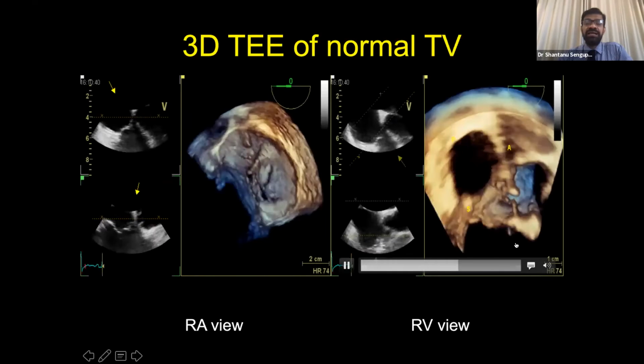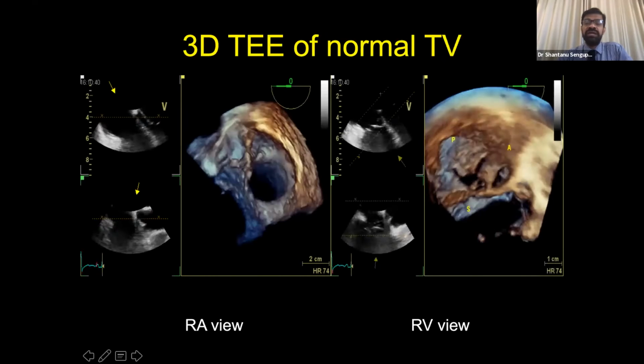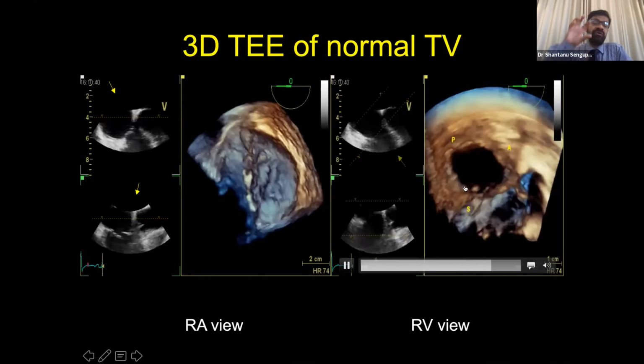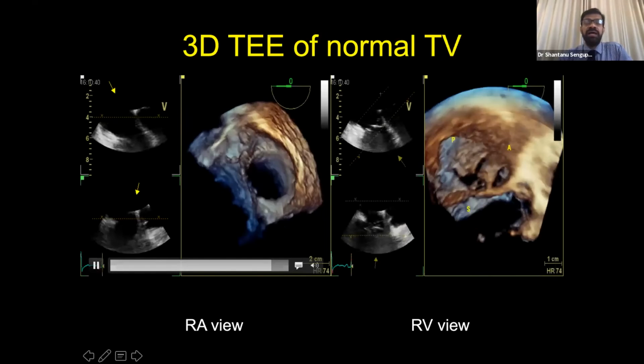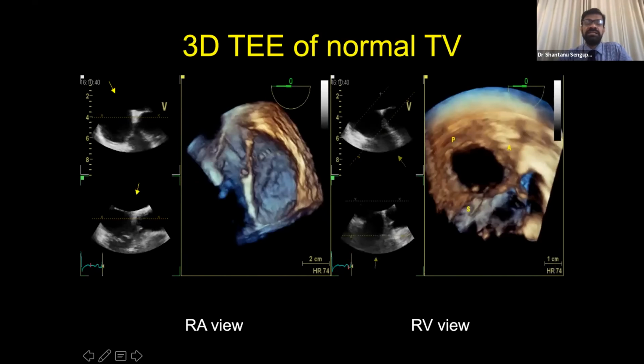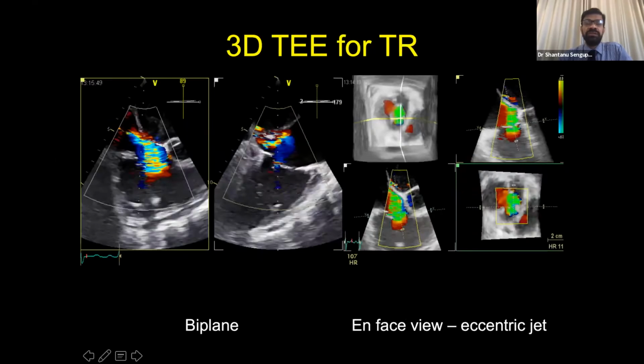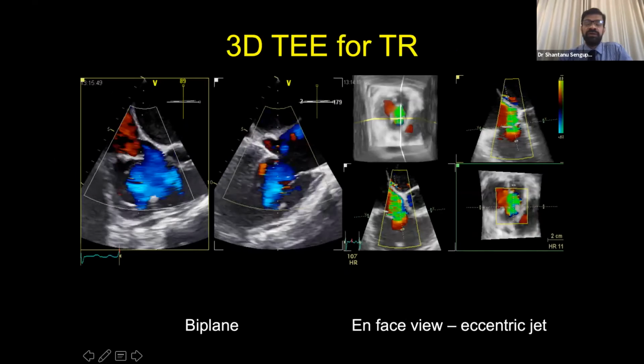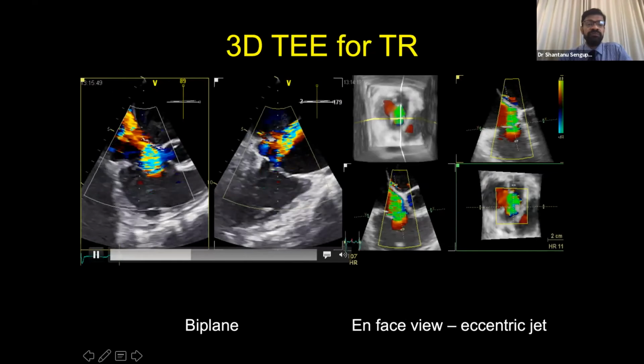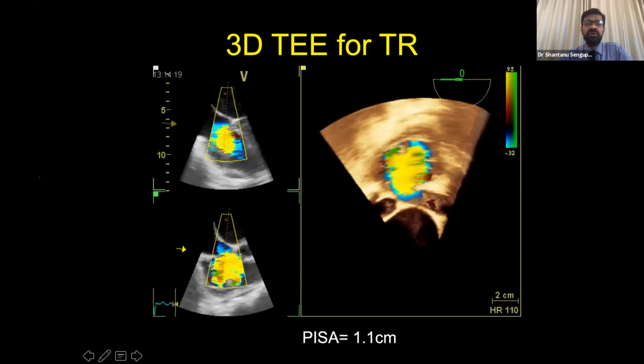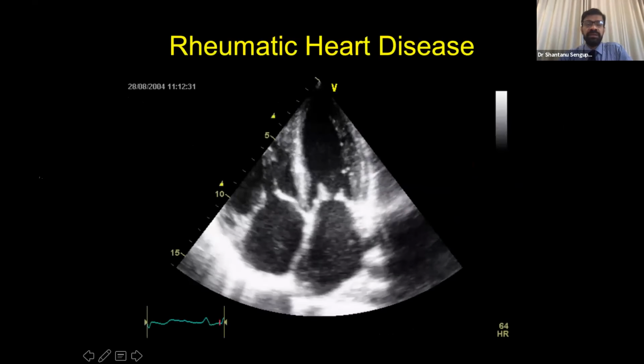I just want to add that it is very important whenever we are doing a 3D to look at the aorta. Aorta should be put at the 12 o'clock, and you can get the transesophageal normal values in a patient of any congenital heart disease, as Dr. Shah was telling about the en face view and the biplane view.